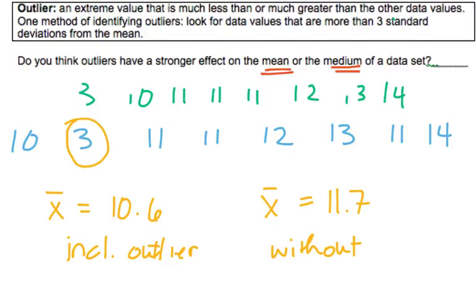Okay, so the median is the middle number, right? In this case, I've got 1, 2, 3, 4, 5, 6, 7, 8, 1, 2, 3, 4. And our median is 11, so it doesn't even change the median. So typically outliers really have a strong effect on the mean, and we need to be careful.